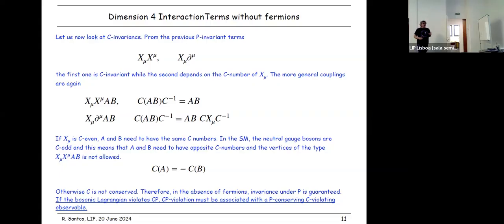So whatever the scalar extension of the standard model we have, if you have CP violation without the fermions, it comes from C violation and never from P violation. And this will set the scenario for how to look for CP violation.